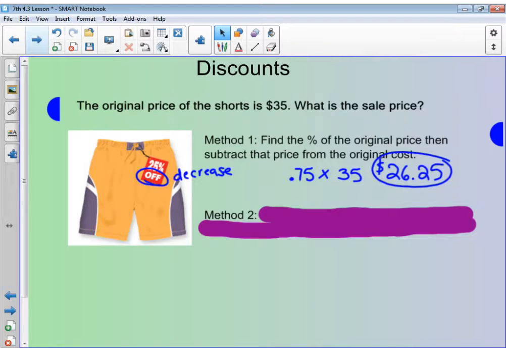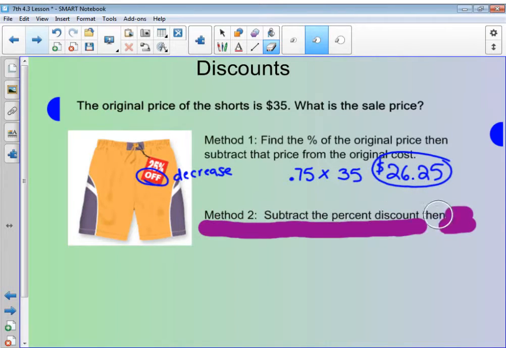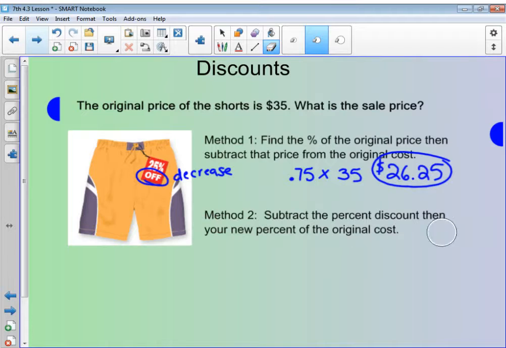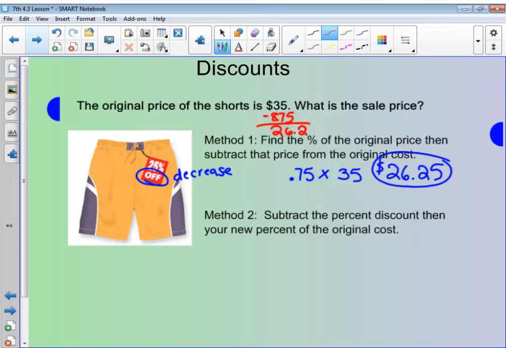Another method you could use, and this is kind of what I did, I guess the original one was asking us to subtract off. So we might find 25% of 35, so 0.25 times 35. That gave us $8.75, and then we would subtract that off. When we do that, it's still going to give us the $26.25.